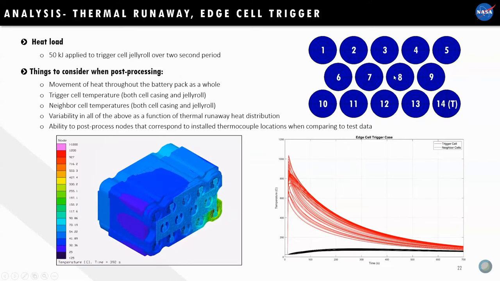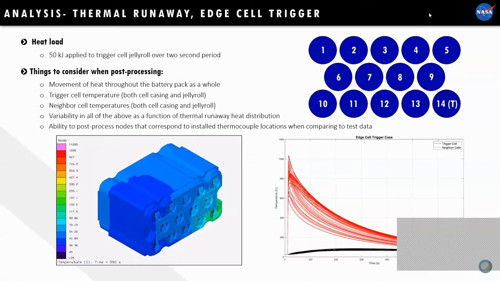Something that's unique to thermal runaway is that you're going to want to look at the neighboring cells. For the central trigger cell case, when position 8 was where the trigger cell was, you'd want to look at cells 7, 3, 4, 9, 13, and 12, and see their response to the thermal runaway event. For the edge trigger cell case, we are looking at only cells 9 and 13. And because it has fewer neighbors, the edge trigger cell case is actually the worst case scenario.